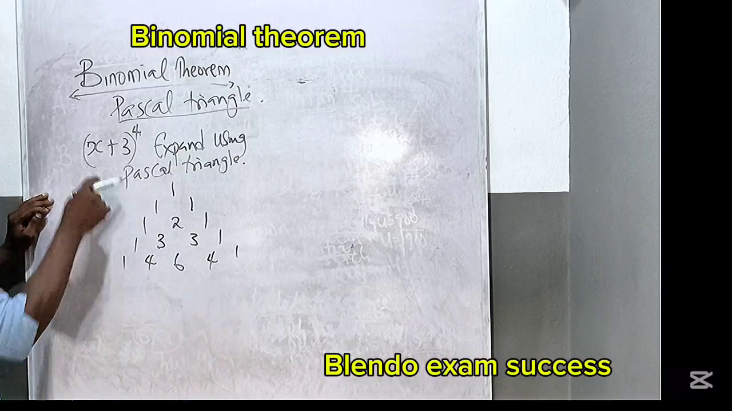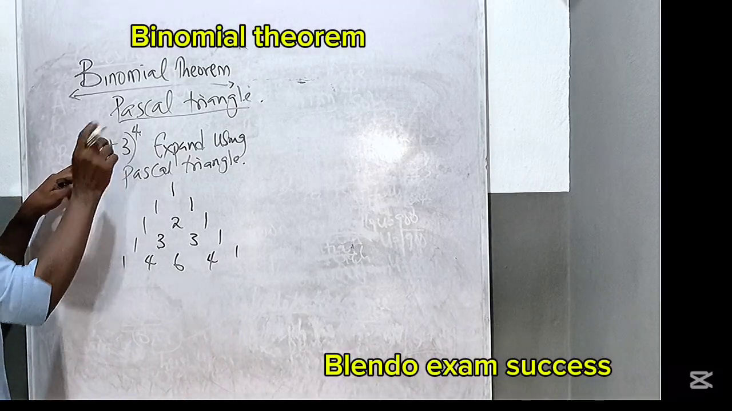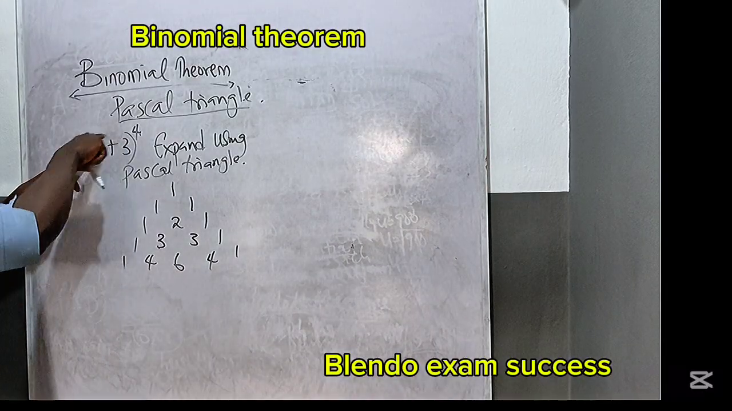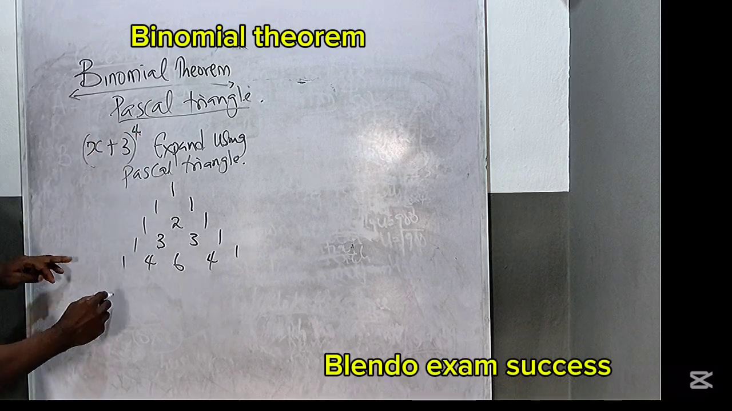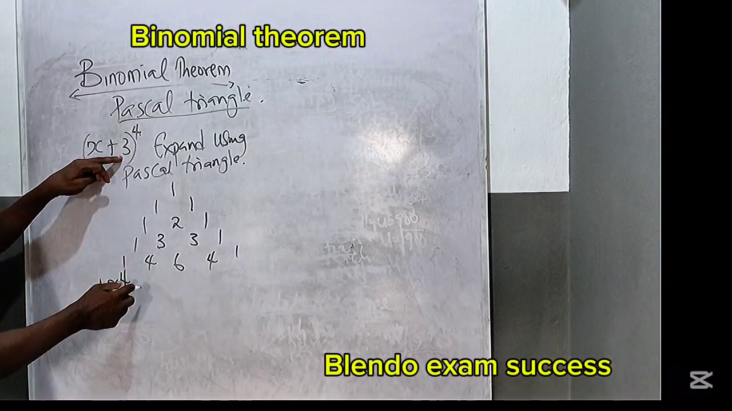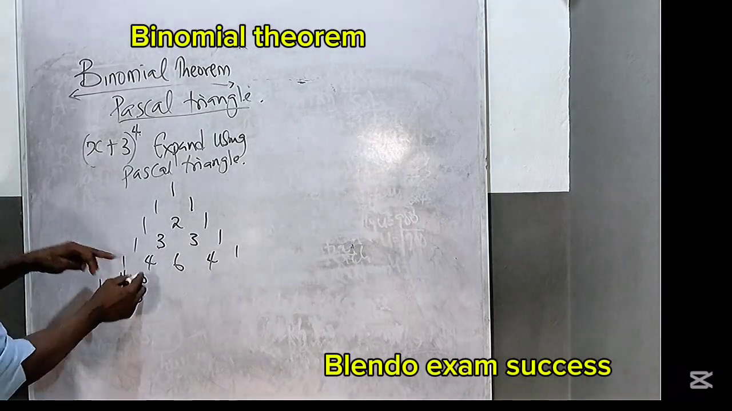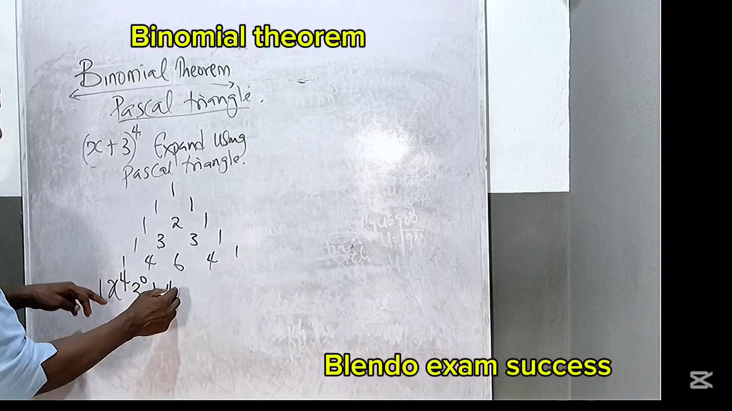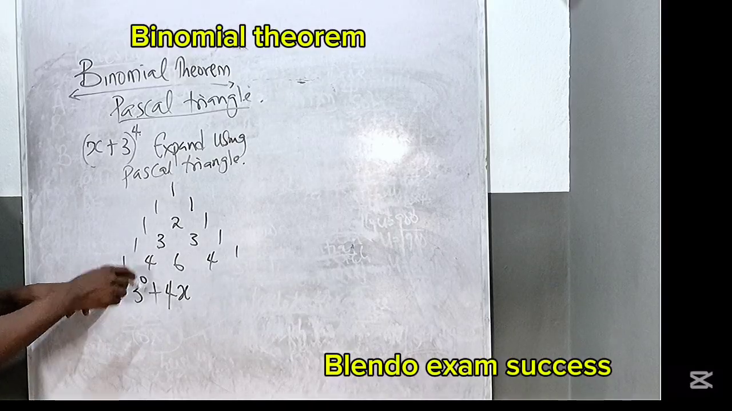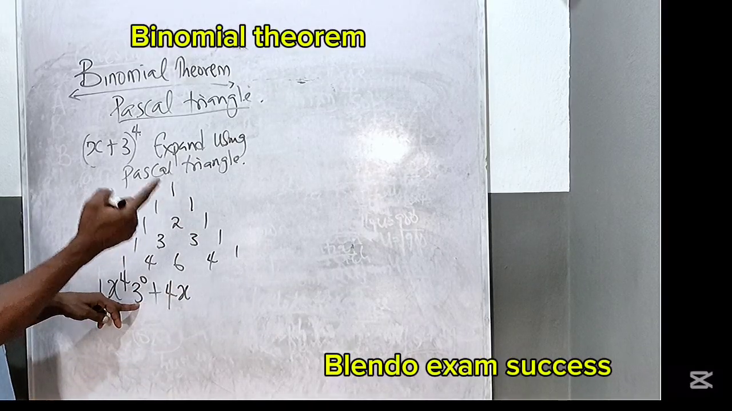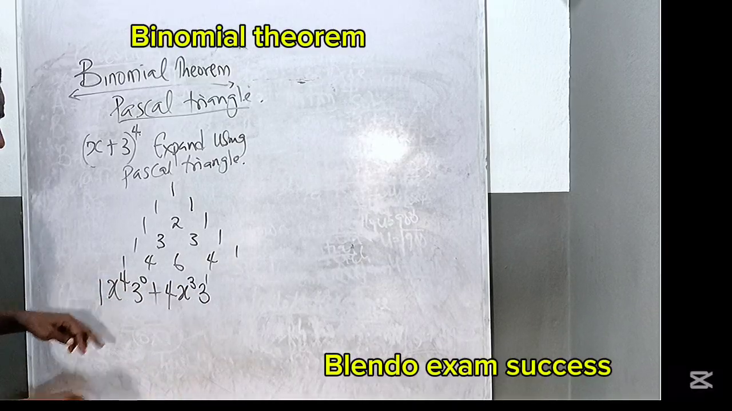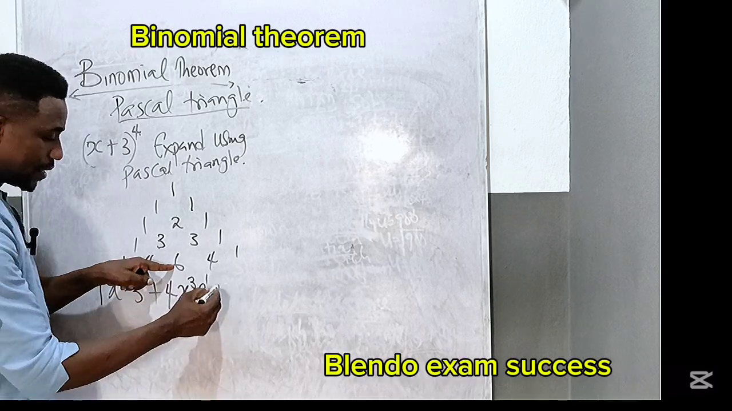So from here, we can now say x is a, while 3 is b. x is the first term, so we take all the power of 4 on this x. We write x raised to the power of 4, and the coefficient is 1, times 3 raised to the power of 0. Now 4 is the coefficient, plus 4, x raised to the power 4 minus 1. So x will start reducing by 1 as 3 will be increasing by 1. So 4 minus 1 is 3, as 3 will be raised to the power 1.